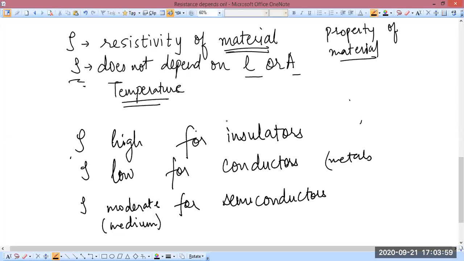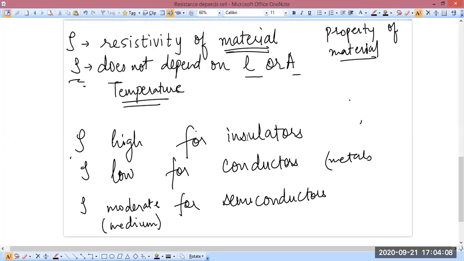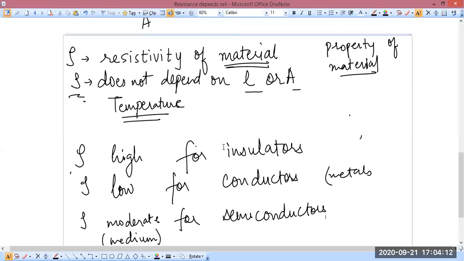If I will be double, then R will be half. If I will be double, R will be half. So these are some properties or important things about resistivity. With that, we are going to stop over here.